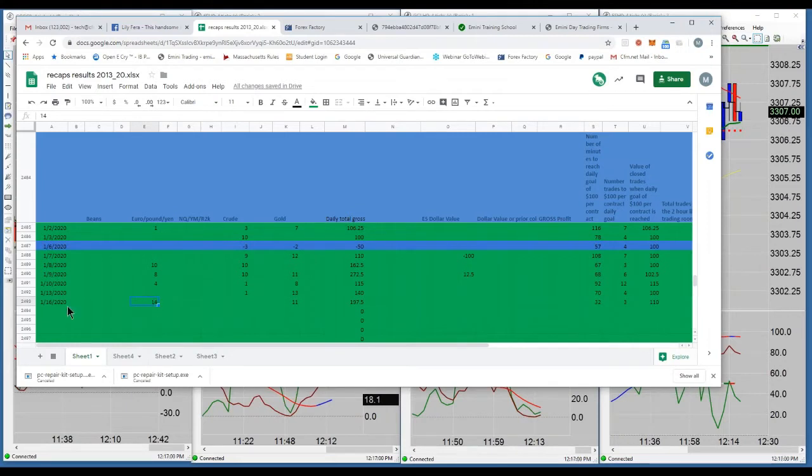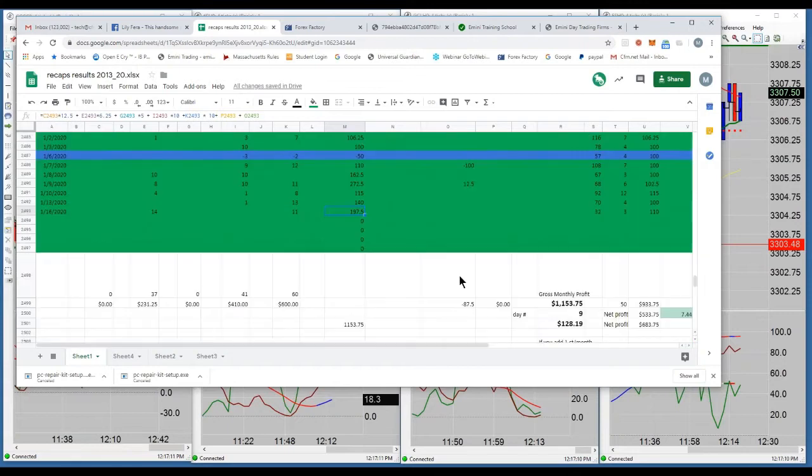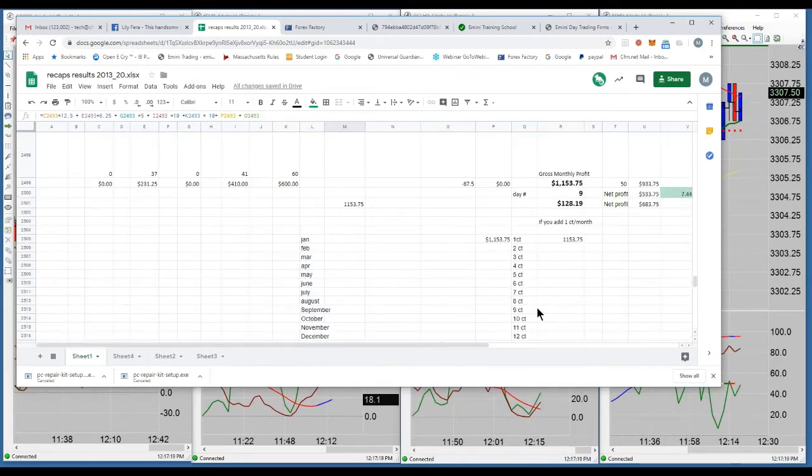Okay, so today is the 16th day of January 2020. We made 14 ticks in the euro and 11 ticks in gold. We're at 197.50 on the morning session. Today it took 32 minutes and 3 trades to get to the goal for the day. At that point, we're up $110 per contract. On the month now, we're up $1,153, over 9 trading days, averaging 128 per day.